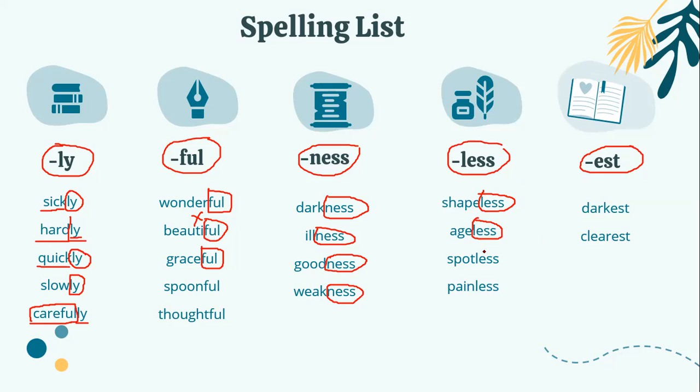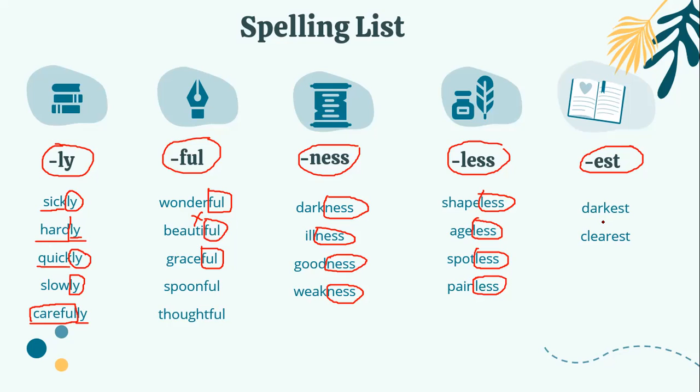Spotless. Spot is the main word, and less is the suffix. So it becomes spotless. Spotless is when there's something very clean with no spots on it. Painless, there is no pain. The main word is pain, and less is added to it. So painless means there is no pain.